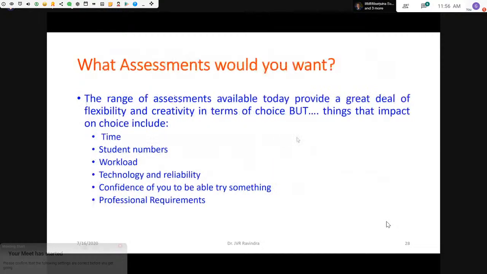Okay, so what assessment would you want? The range of assessments available today is a wide variety. So there are so many points that you have to consider here. With respect to time, student numbers, workload, technology, reliability, and confidence of you to be able to try something, because these are all the things that you have to look at in the class.